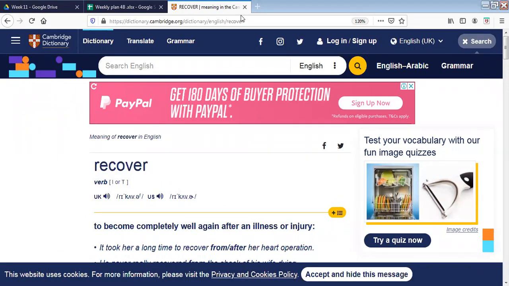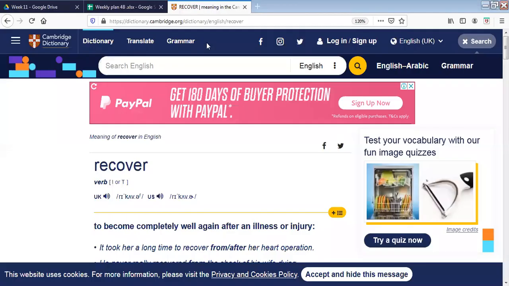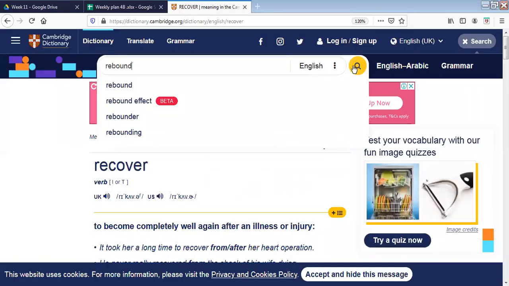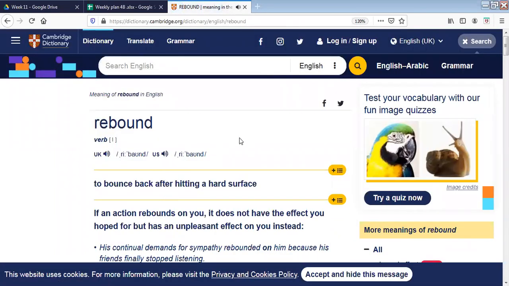The next one, rebound. Rebound means to bounce back after hitting a hard surface. This is the meaning of rebound. You can check this in Google Images in order to know the picture. But rebound means to bounce back after hitting a hard surface. This is rebound.